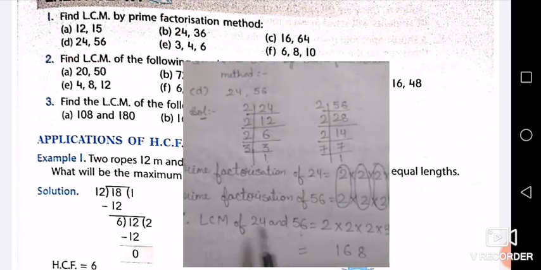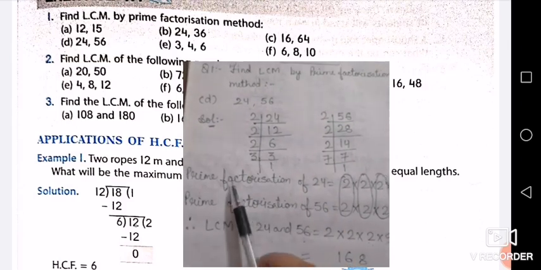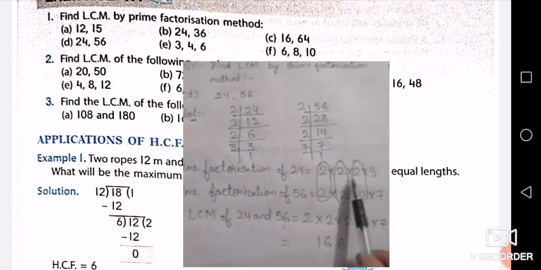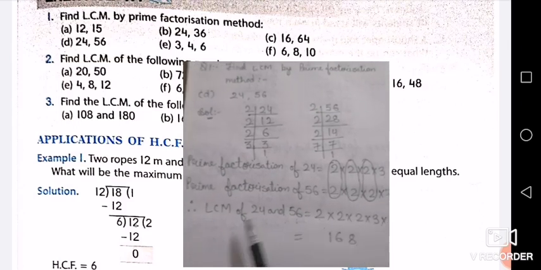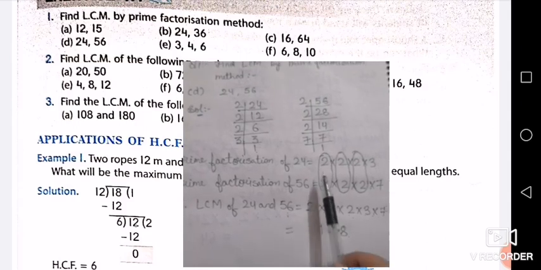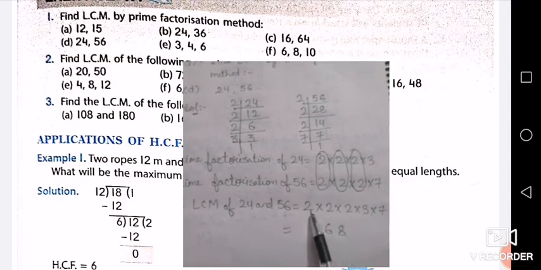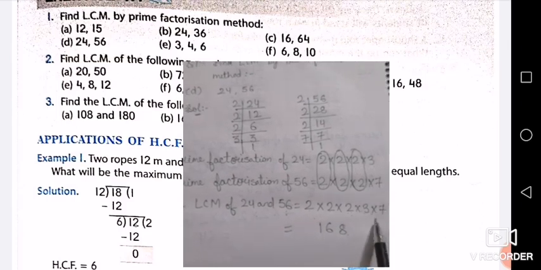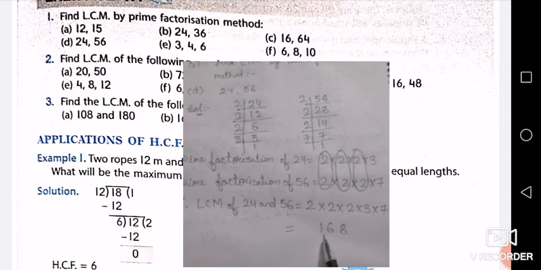Let's see this question again. What we have done, first of all we have found the prime factors of given numbers 24 and 56. Then we have written the prime factorization like this, and then we have encircled the common factors. Therefore LCM of 24 and 56 will become, out of these common factors you will take only one factor, only one time you will write it, and then multiply by 3 and then multiply by 7, and the product of all these you will get is 168.